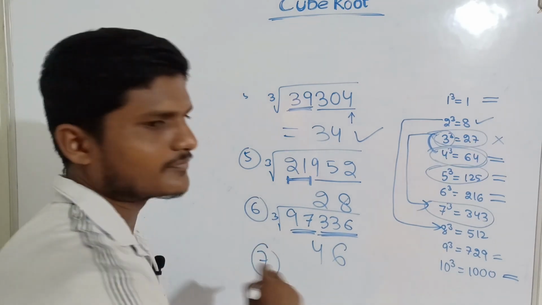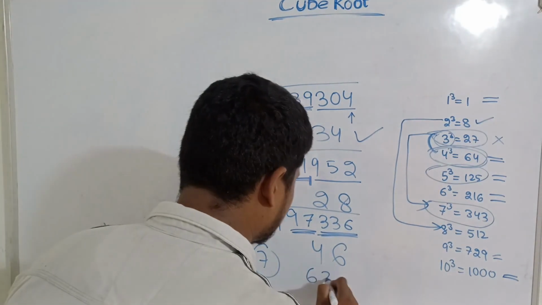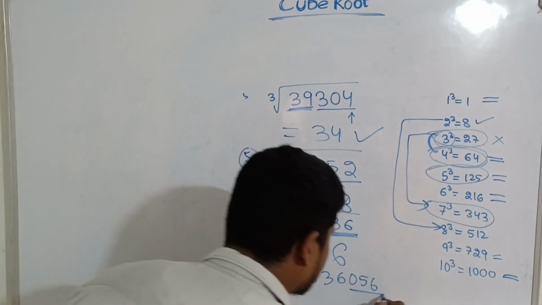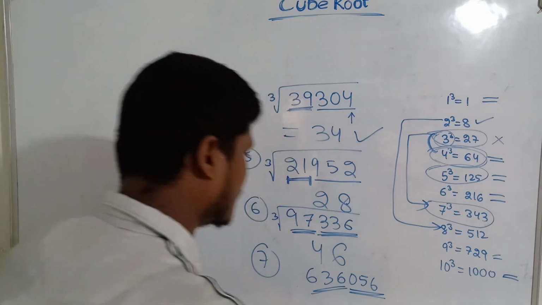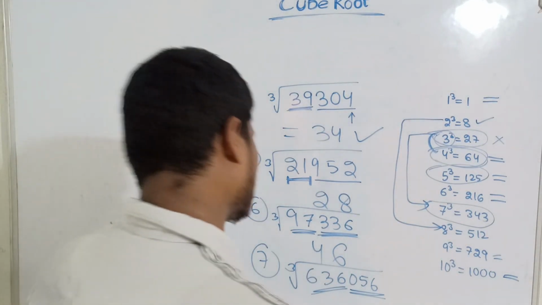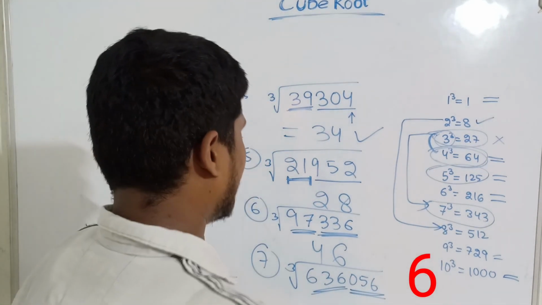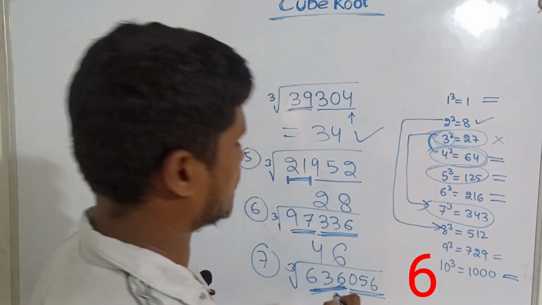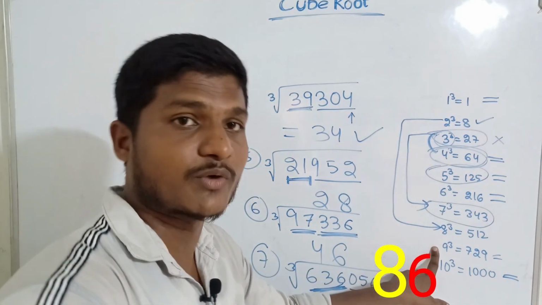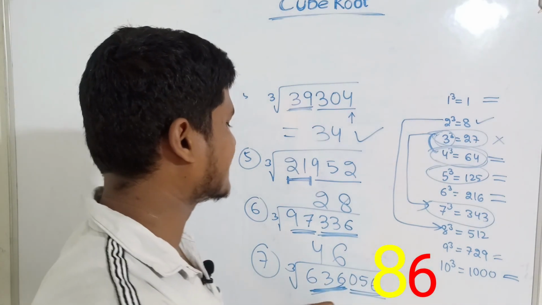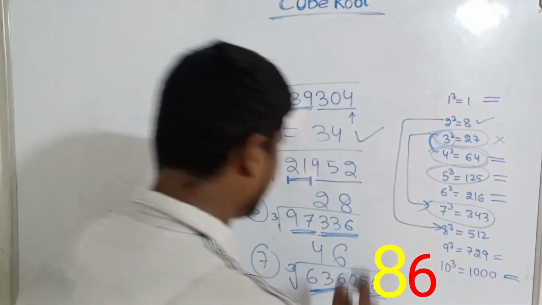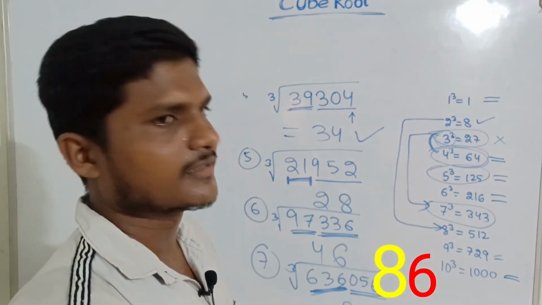Another example. I want to find the cube root of 636056. Here also there are 3 places on one side and another 3 places on the other side. So here 6, since 6 cubed has unit digit 6. And 636, which number's cube is nearest to 636? Look at this, 8 cubed is 512, 9 cubed is 729. So you take the nearest below 636, that means 512. Which number's cube is 512? That means 8. So 86 cubed is 636056.